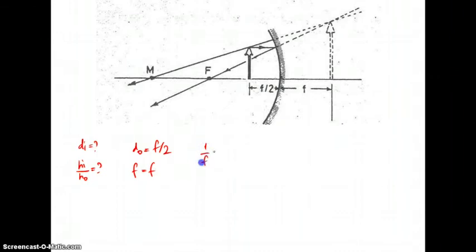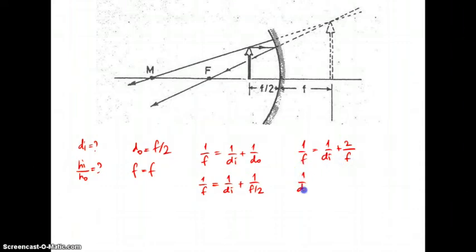By using formula 1 over f equals 1 over di plus 1 over do, we can find di. 1 over f equals 1 over di plus 1 over f over 2. 1 over f equals 1 over di plus 2 over f. 1 over di is negative 1 over f, then di is negative f. Actually, this negative sign shows us that the image will be virtual and upright, as you see in this figure, because every image forming behind the mirror is a virtual and upright image.